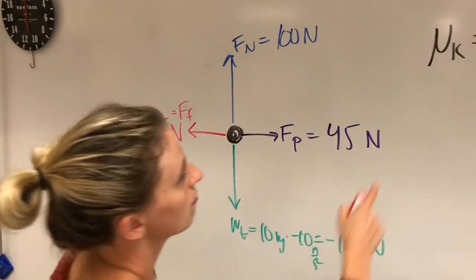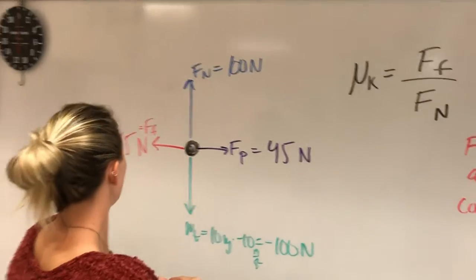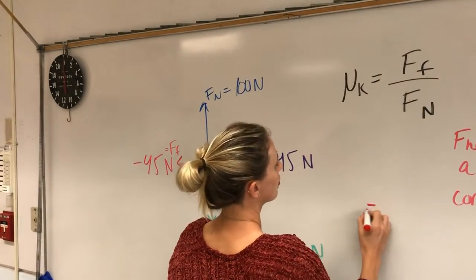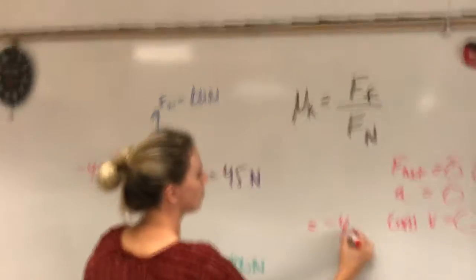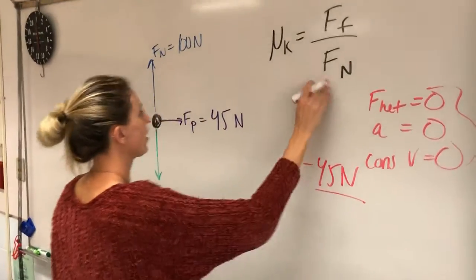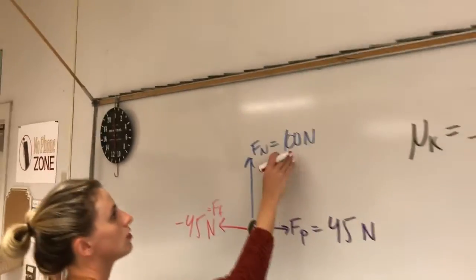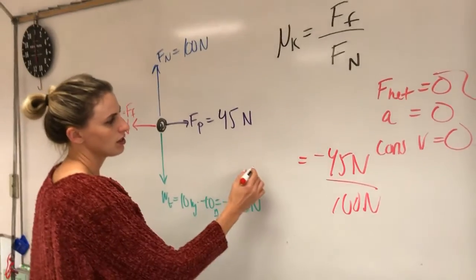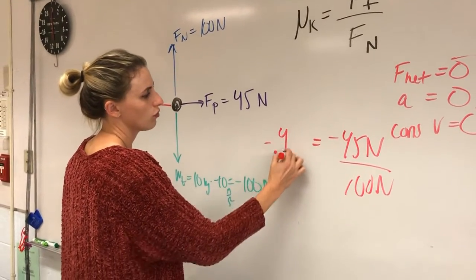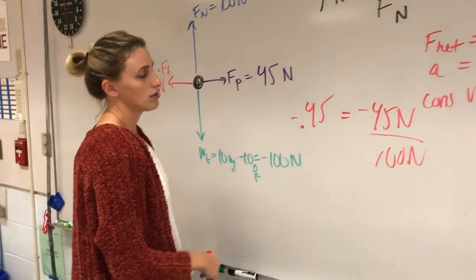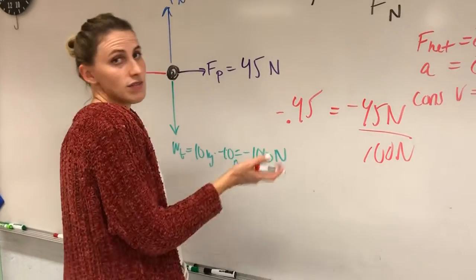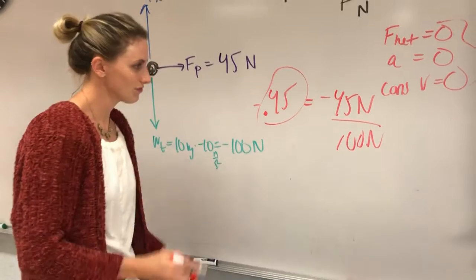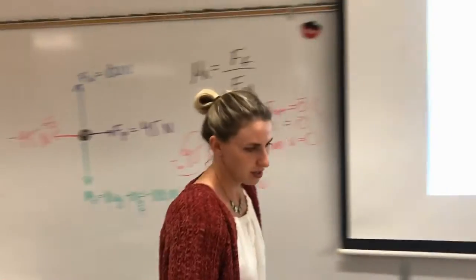Okay, so we're trying to figure this out. Do we have our force of friction here? Yes. Negative 45 newtons divided by, what's our normal force here? 100 newtons. I don't think you need a calculator for that. Negative 0.45. Does the negative matter? It doesn't. You can leave it, you can take it out, it's up to you. Sweet. And I think that's it.